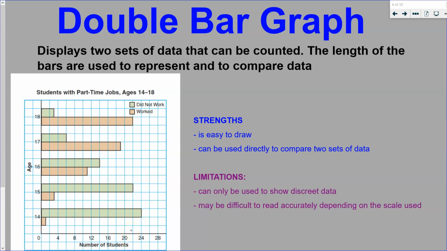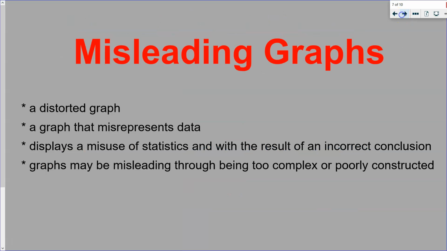All right. Strength: easy to draw, and can be used directly to compare two sets of data very quickly, like I just showed you. It can only be used to show discrete data, and it may be difficult to read accurately depending on the scale used. Okay, so again, this would be 1. It's not a quick look, but not entirely difficult.